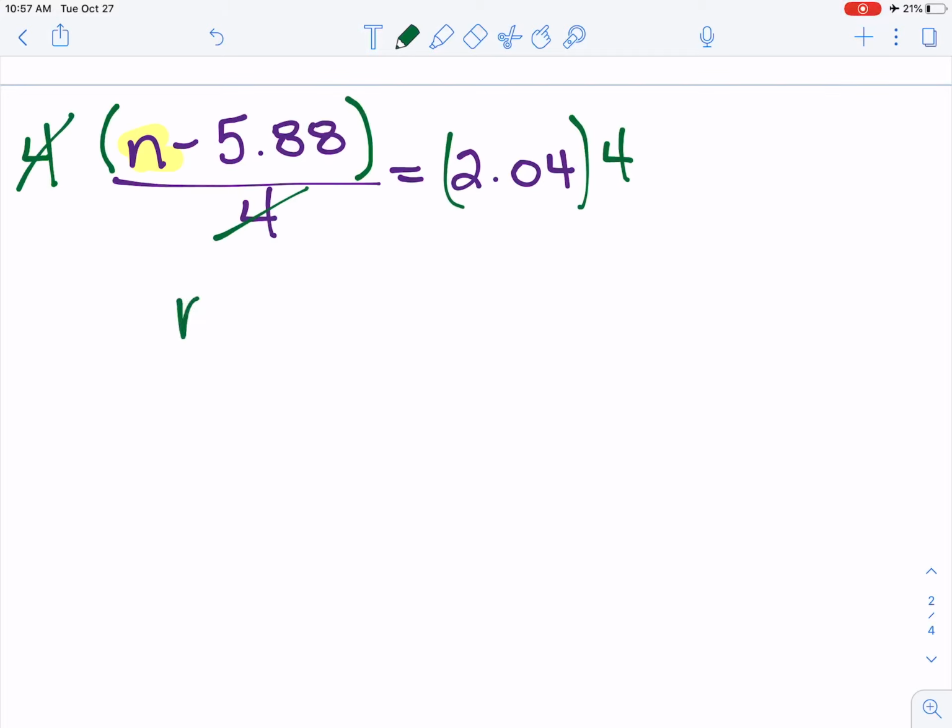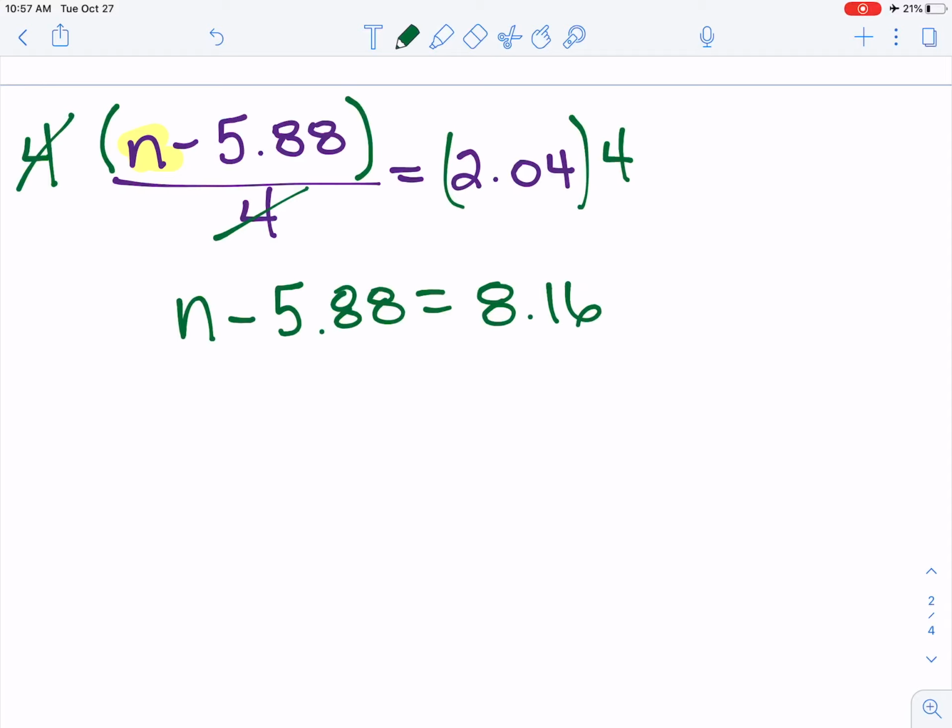So we're going to have n minus 5.88 or 5 and 88 hundredths, and that's going to equal our 2.04 or 2 and 4 hundredths times 4. That gives me 8 and 16 hundredths.